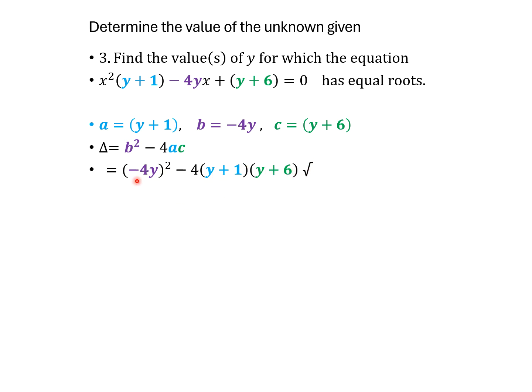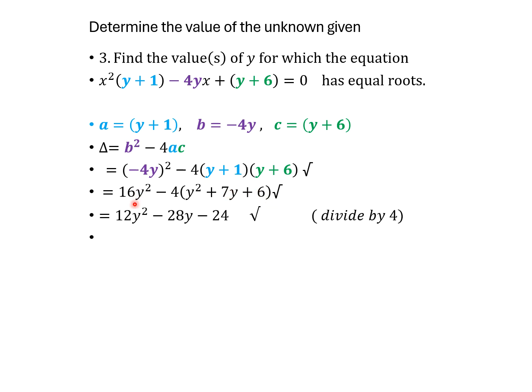Negative 4y squared gives me positive 16y squared. Here I'm first going to multiply the two brackets: y times y gives me y squared, 1y plus 6y gives me 7y, and 1 times 6 gives me 6. So that is the correct multiplication. Now I'm going to multiply the 4 in. So I'm going to have 16y squared minus 4y squared plus 28y plus 24.